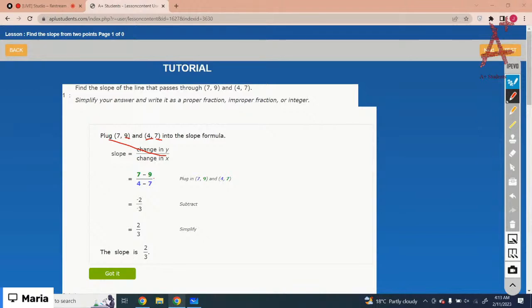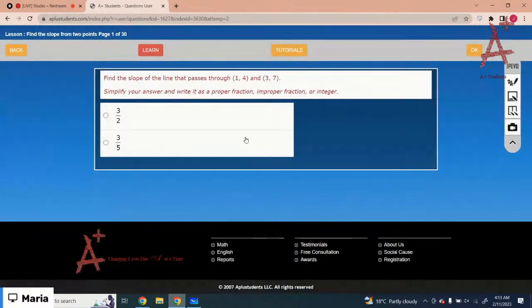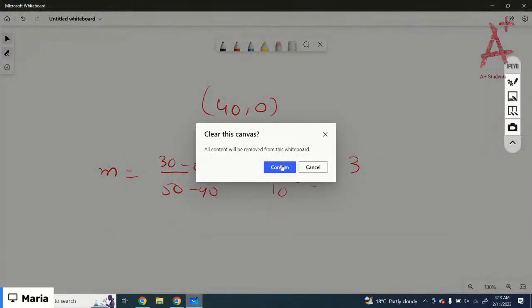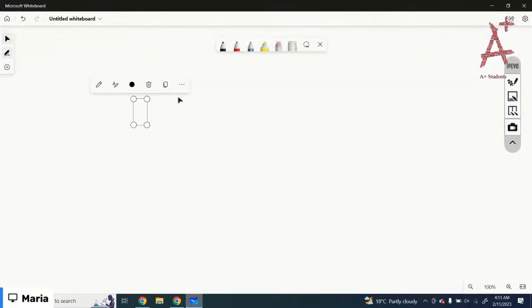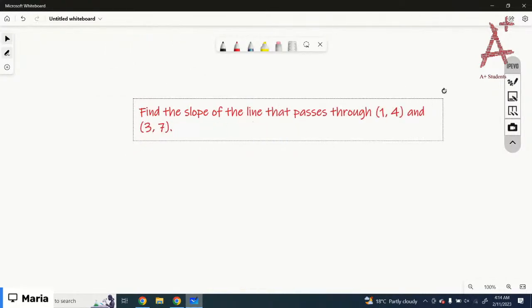Okay, let's just start with the test questions so that we can do practice questions. You can have a look at the questions on the tutorial by yourself a little later today. They are already solved. So let's start with the first question: find the slope of the line that passes through 1, 4 and 3, 7.